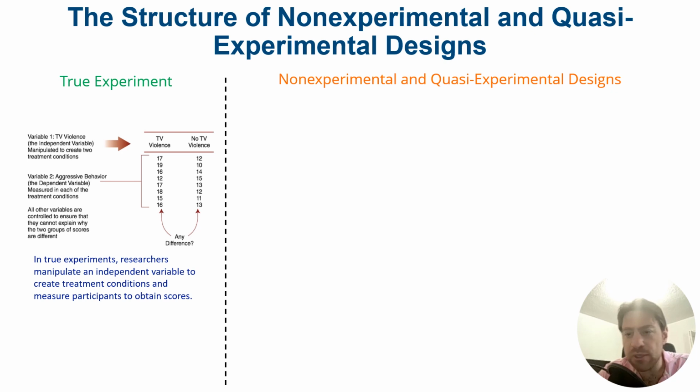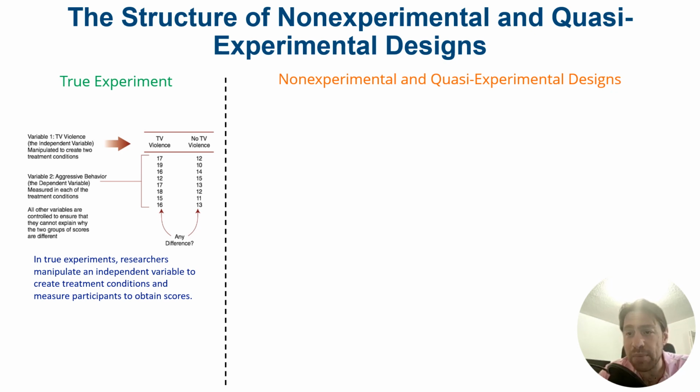All right, so I think it may be useful to compare a true experiment to non-experimental or quasi-experimental designs. So again, recall, in a true experiment, researchers manipulate the independent variable to create treatment conditions and then measure participants in those conditions to obtain scores for comparison. If the scores in different conditions differ significantly, it suggests that the manipulation of the independent variable had some effect.